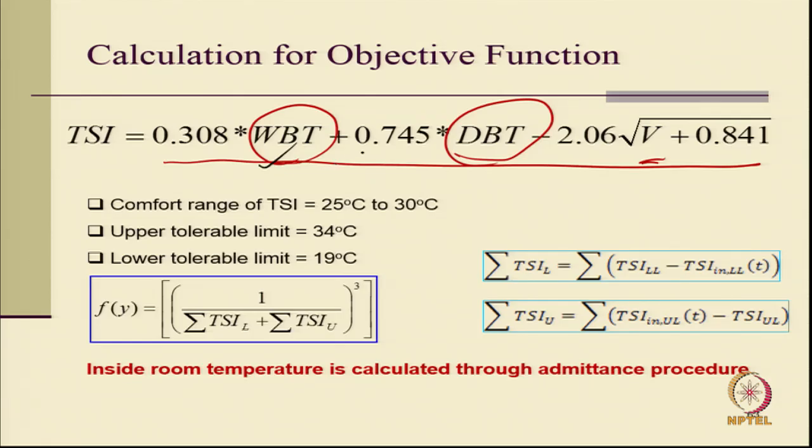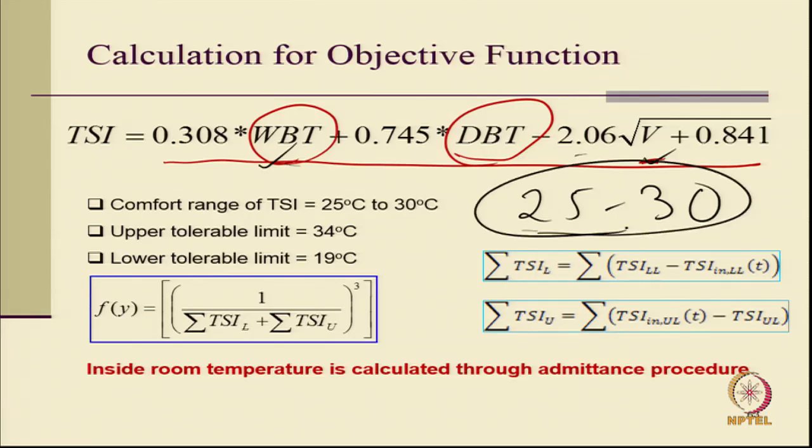The comfort range for this one is also given, 25 to 30, all expressed in degrees centigrade. This is an empirical equation. So, the simple way is, if you know the air velocity, and inside the room there may not be any air velocity, you might assume it to be 0, you can find out, and if it is within 25 to 30, it is comfortable. So, what we can do is we can actually find out the deviation from this.